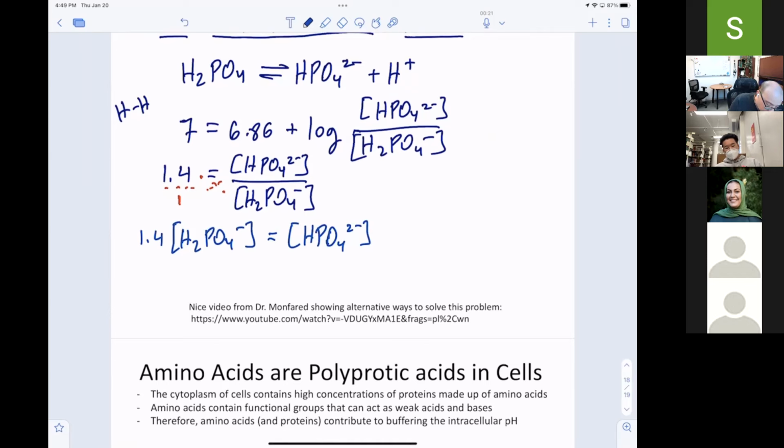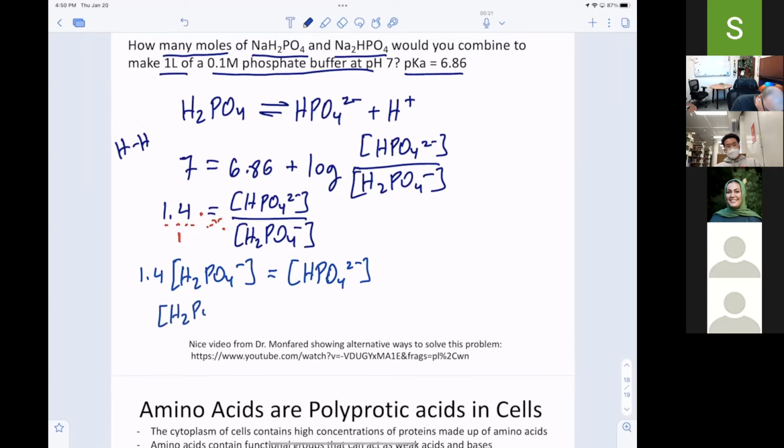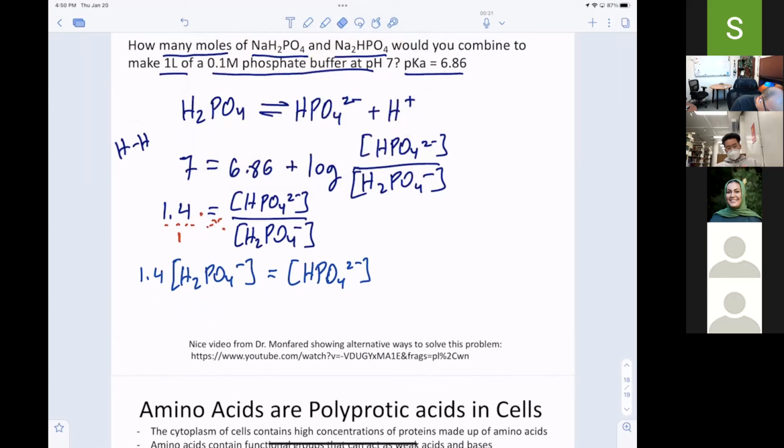So in other words, I now have this type of equation that derived basically from the cross multiplication right there. What does that also tell me? Remember that when we have these moles, they're all going to add up to 0.1 moles per liter, because this is what the phosphate buffer is. So this is a critical thing to understand: the acid plus the conjugate base will equal 0.1 molar.